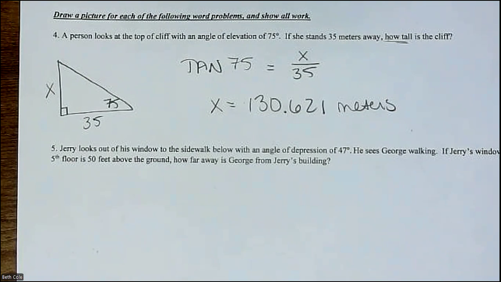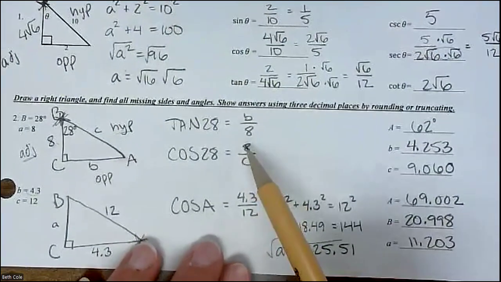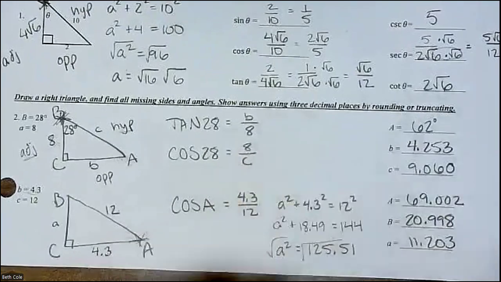Yes, go ahead. If your variable's on the bottom, then you divide. So it would have been 35 divided by tangent of whatever. That's what I typed for this one over here. See how C was on the bottom? So I typed 8 divided by cosine 28. So you just need to divide instead.